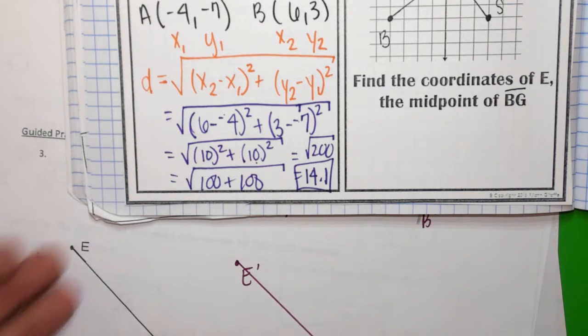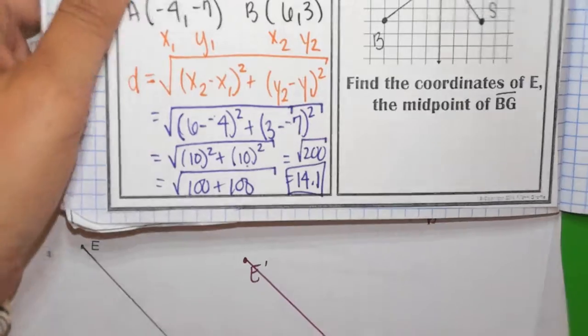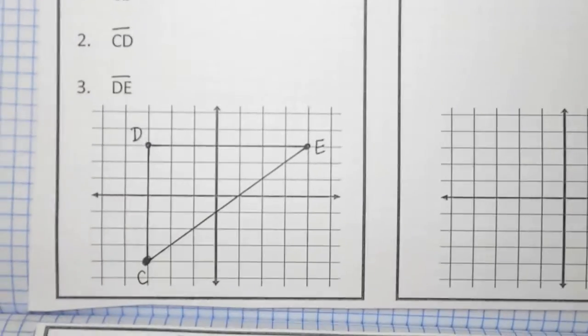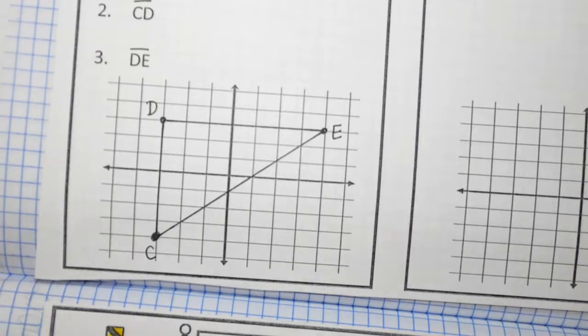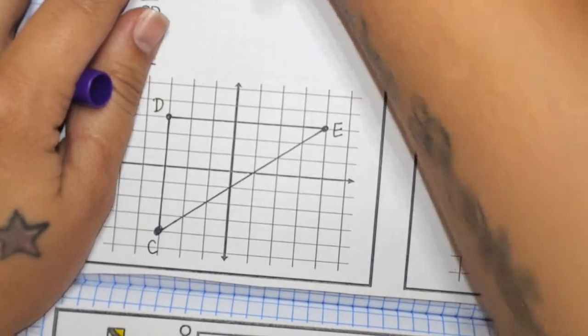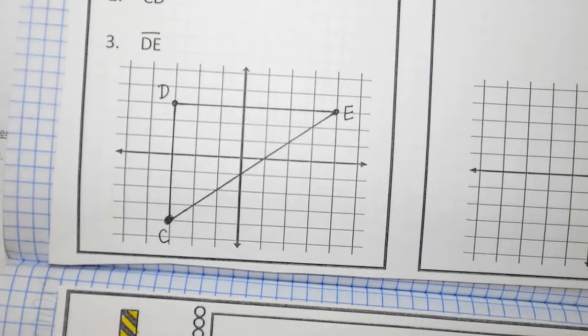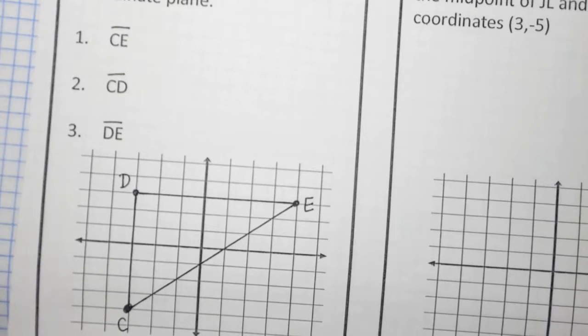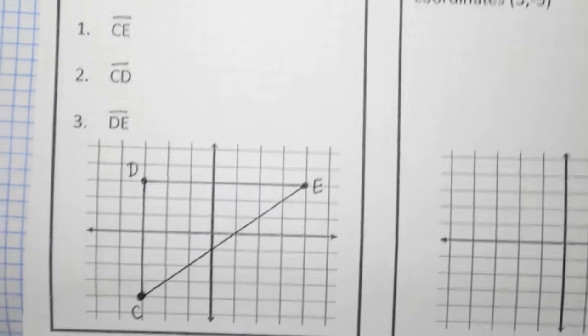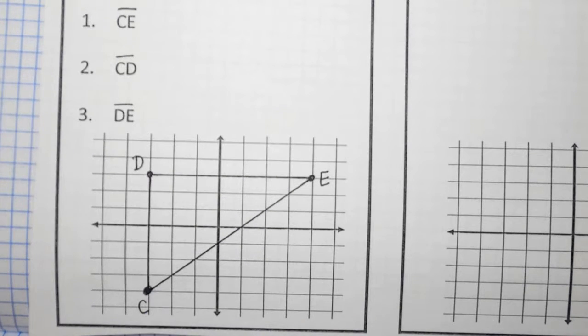Crazy. All right, now we are going to come to this page, 4B. And it says find the distance between the given pair of points using the coordinate plane. Do you think you could do CE without me? Maybe? Okay, well, let's label the coordinate for CE.